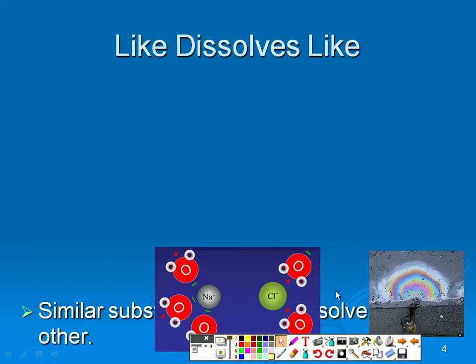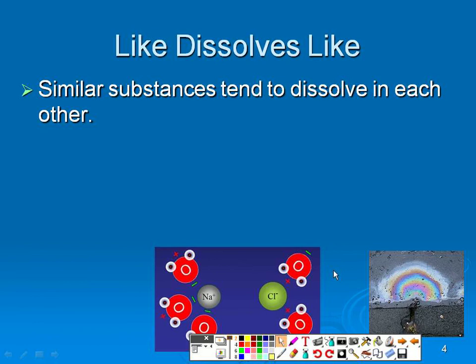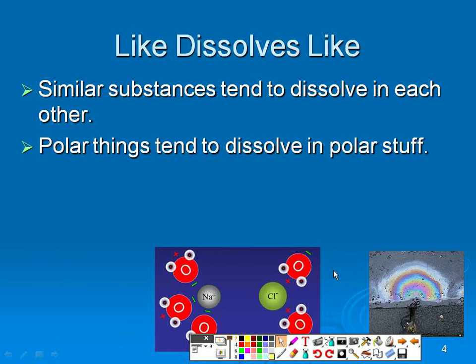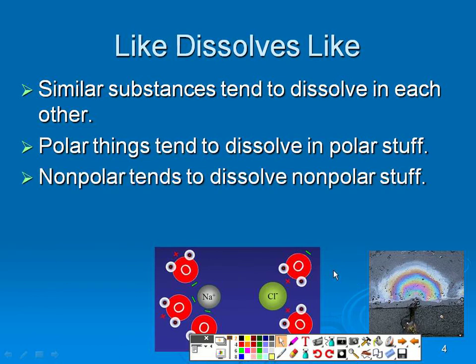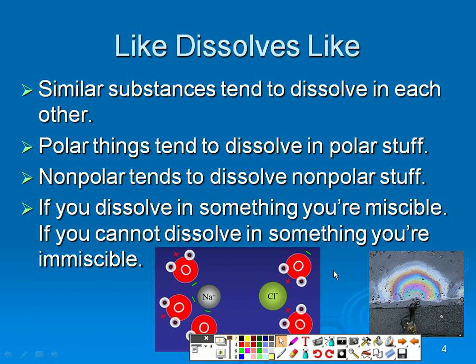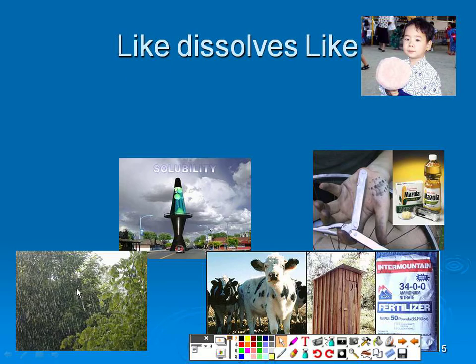That brings us to like dissolves like. Similar substances tend to dissolve in each other. Polar things tend to dissolve in polar, and nonpolar tends to dissolve in nonpolar. If you dissolve in something, you're miscible. For example, salt dissolves in water, so those two things are miscible. If you can't dissolve in something, you're immiscible. Oil on water. Oil and water do not mix.